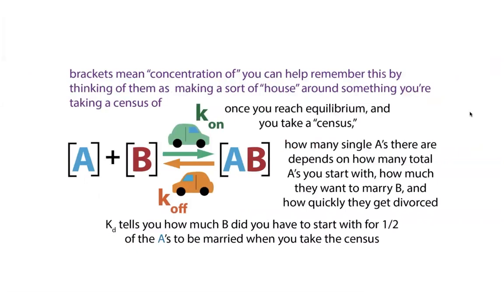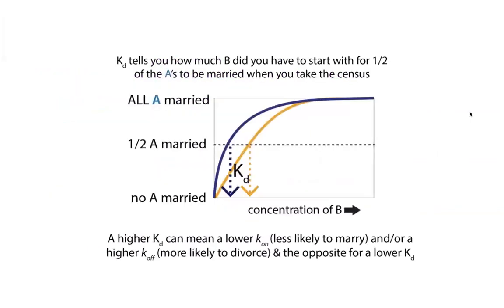But for now, just know that when we take this molecular census, what it boils down to is that the Kd is going to tell us how much B we had to start with for half of the A's to be married when we take that census. Let's think about what would happen if we had a high affinity. Well, if we had a high affinity, we don't need to see as many of them in order to have half of us be bound, because we really want to marry them if we see them, or we're less likely to divorce if we marry them.